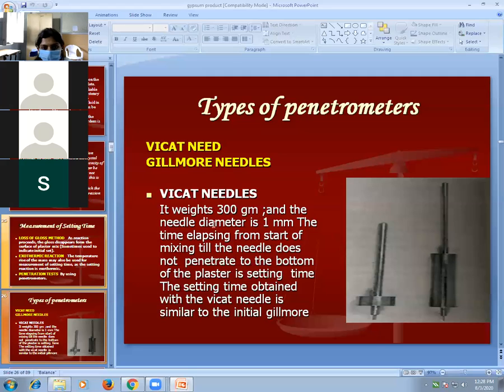In the Vicat needle, the weight of the needle is 300 gram, and the needle diameter is 1 millimeter. The time elapsing from the start of mixing till the needle does not penetrate to the bottom of the plaster is the setting time. So it should not penetrate the bottom of the plaster. The setting time obtained with the Vicat needle is similar to the initial setting time obtained by the Gillmore needle.